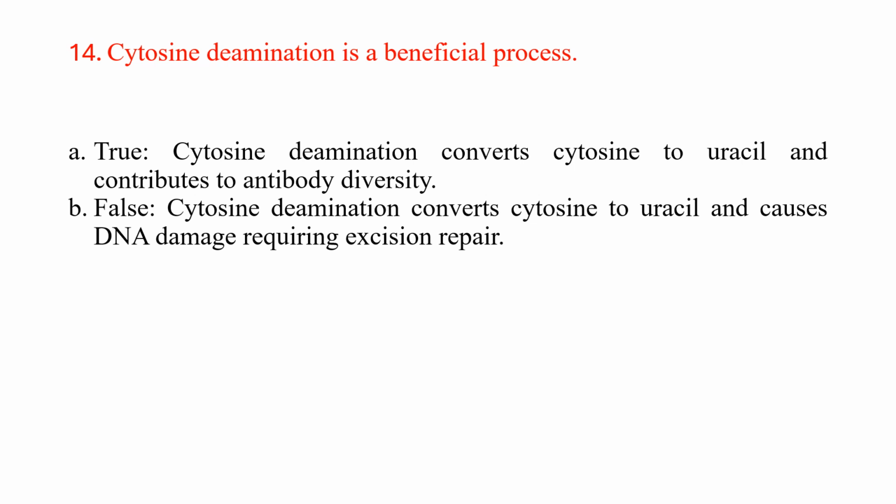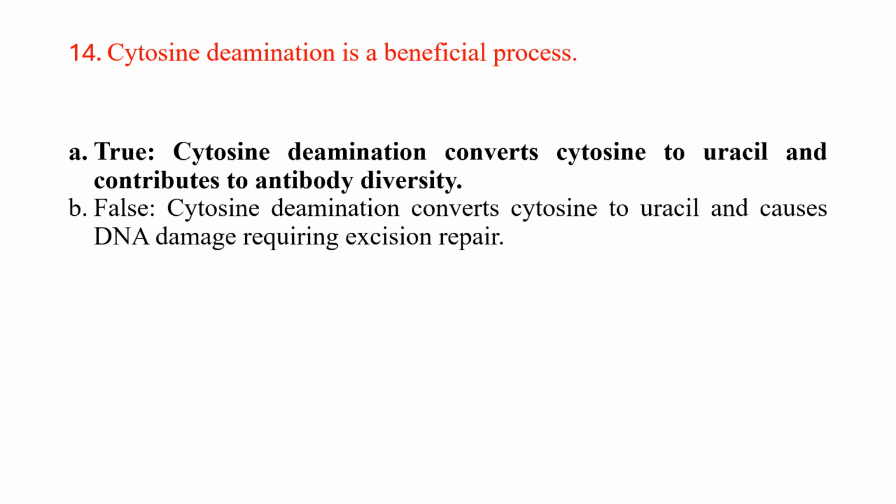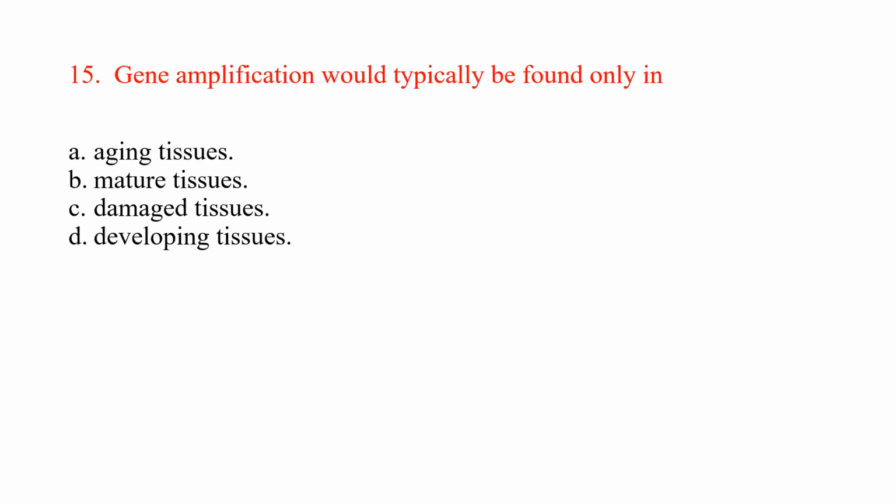14, true or false? Cytosine deamination is a beneficial process. This is true. Cytosine deamination converts cytosine to uracil and contributes to antibody diversity. And the final question for this chapter, number 15, gene amplification would typically be found only in A, aging tissues, B, mature tissues, C, damaged tissues, or D, developing tissues. The answer is D, developing tissues.